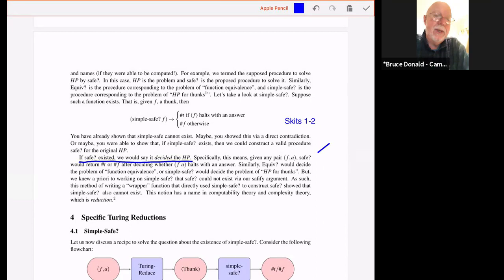And similarly, we use the same language for a quiv. A quiv would decide the problem of function equivalence, and simple safe would decide the halting problem for thunks. So that's the terminology that we'll use here. That's why we say they're undecidable.